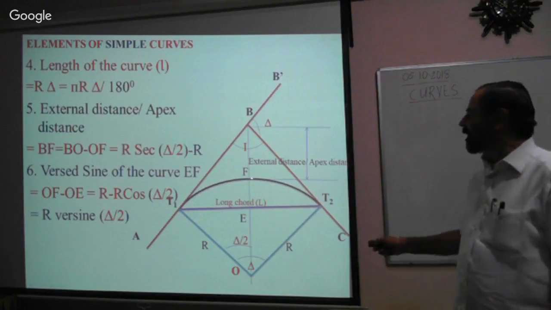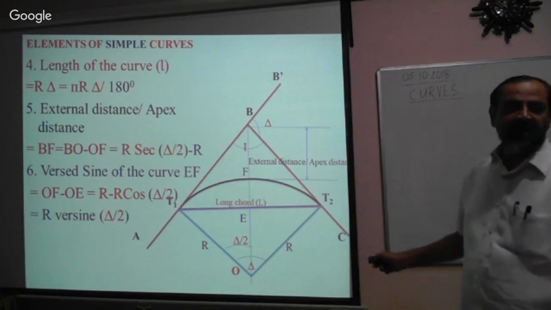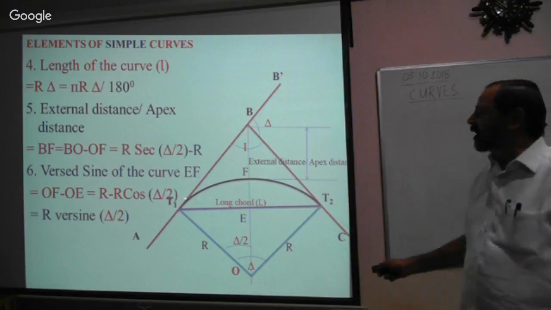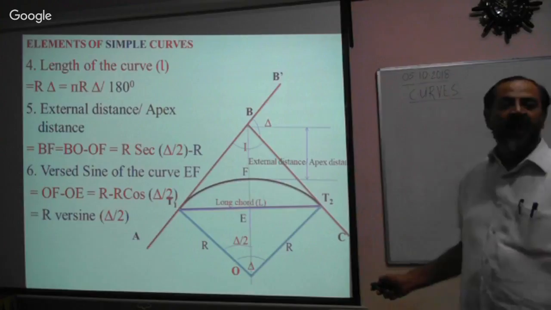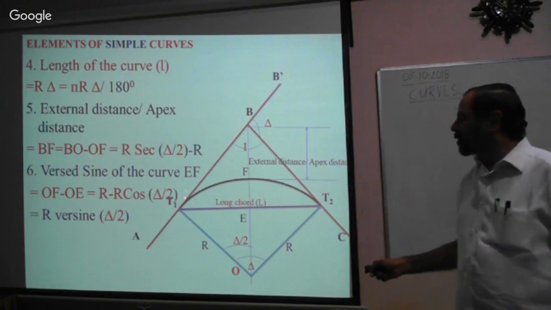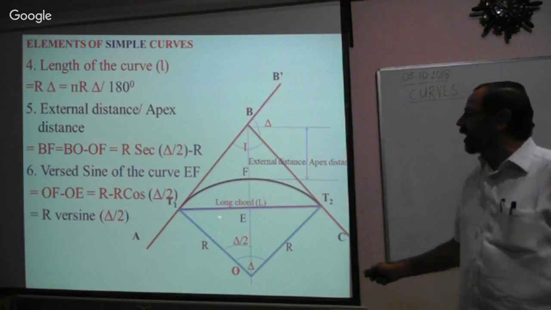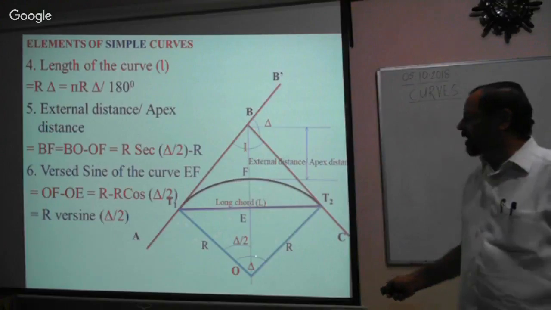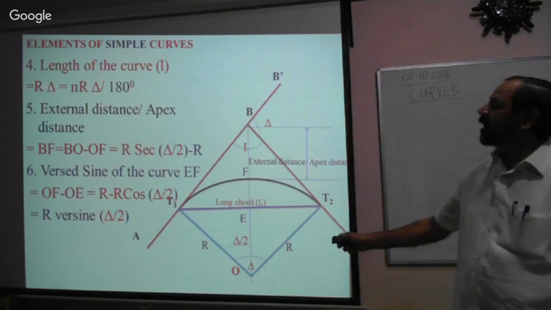Now how to calculate the curve length? This is the length of the curve. It can be calculated as L = R × theta, where R is the radius of the curve and theta is the angle subtended by the curve. This is the delta, isn't it? So L = R × delta, where R is the radius and delta is the deflection angle.